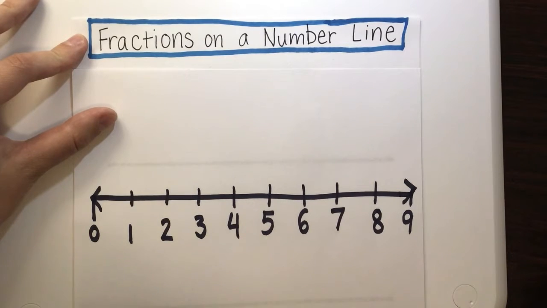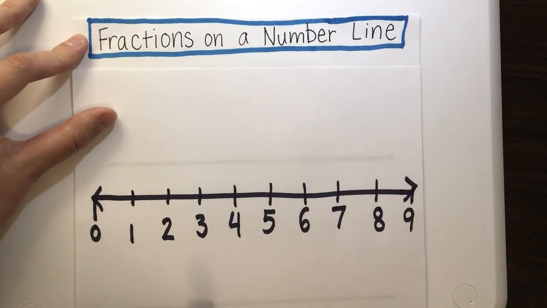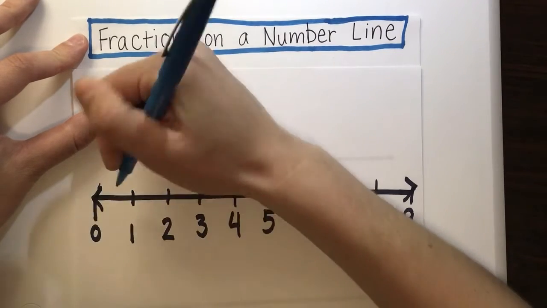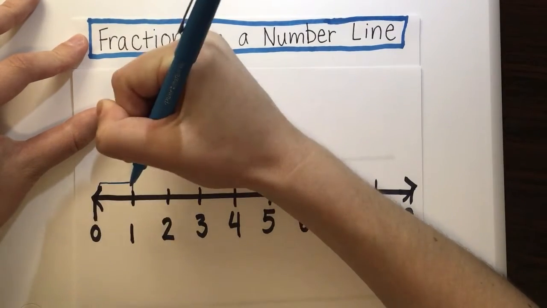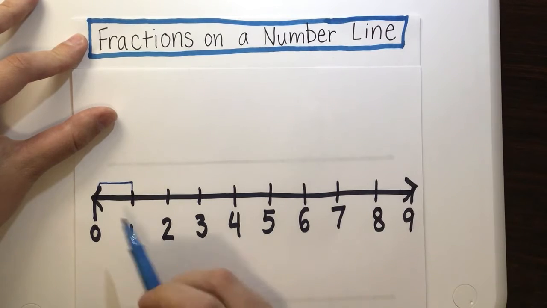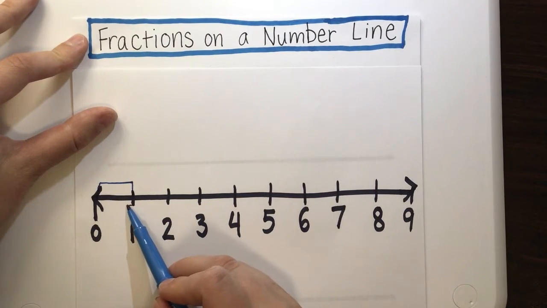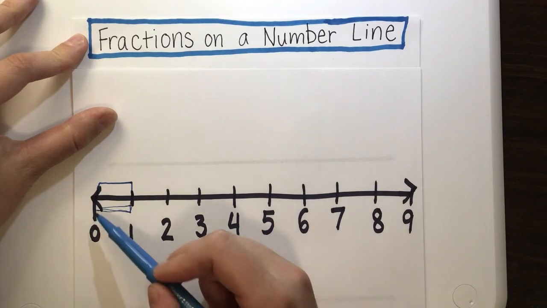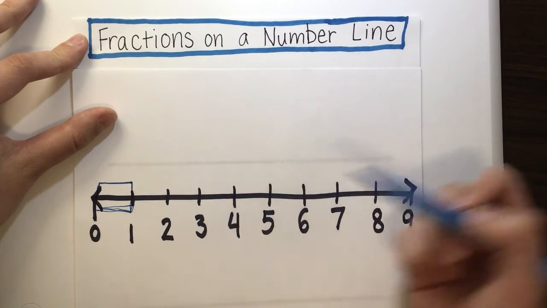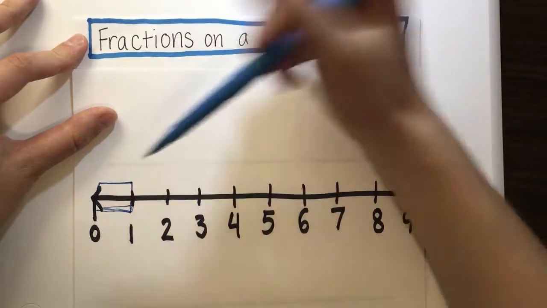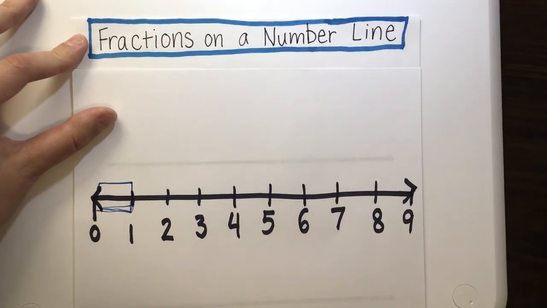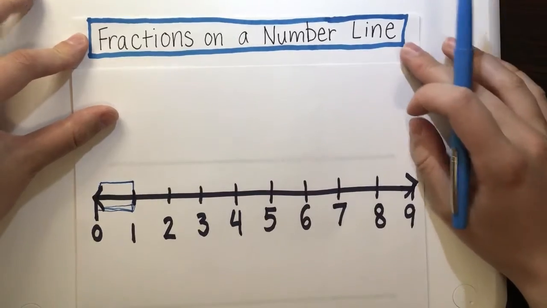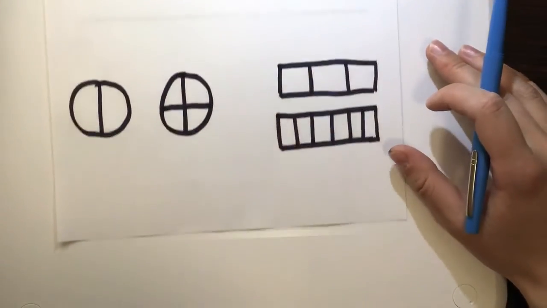But when we think about fractions, we're actually just focusing on this section between 0 and 1. Because that's where all the fractions fit in when we're looking at one whole, between 0 and 1. The distance between 0 and 1 is just 1, or 1 whole. Before we get into that, I want to quickly review something.